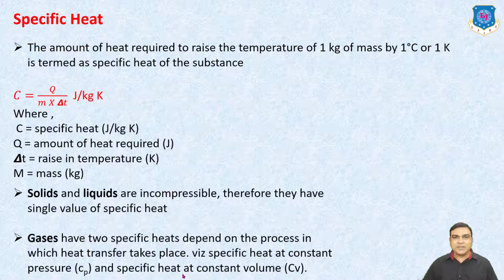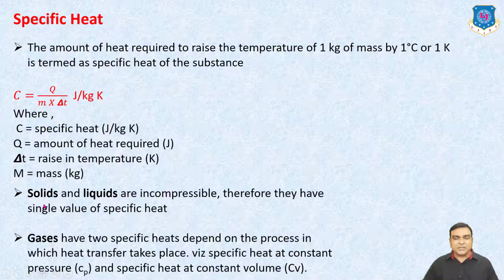Specific heat. The amount of heat required to raise the temperature of 1 kg of mass by 1 degree centigrade or 1 Kelvin is termed the specific heat of the substance. So the equation is C is equal to Q by M into delta T. The unit of specific heat is joule per kg Kelvin, where C is specific heat, Q is the amount of heat required in joule, delta T is the rise in temperature, and M is the mass in kg.